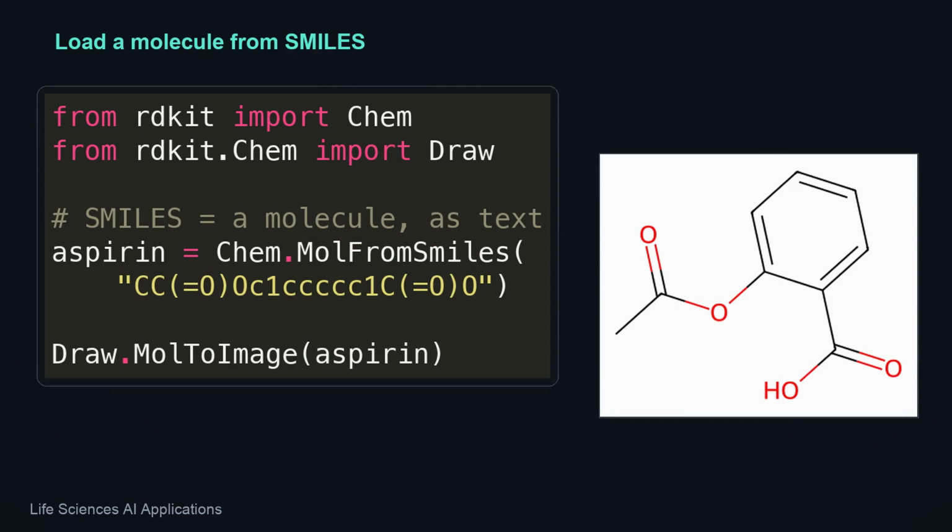We import RDKit and load a molecule from a SMILES string, a compact text way to write any molecule. We'll use aspirin. That one line of text is a complete description of the molecule. And when we ask RDKit to draw it, there it is, the actual chemical structure of aspirin, parsed straight from text. That's the core magic: molecules become objects you can compute on.